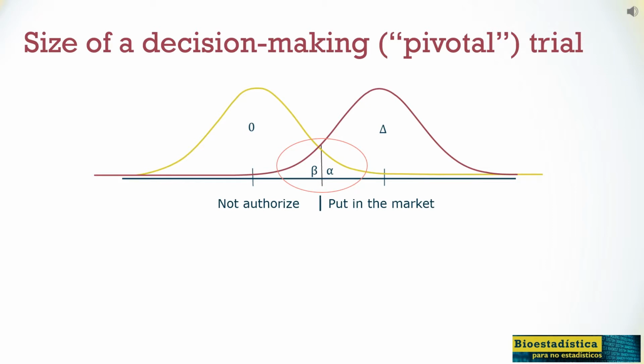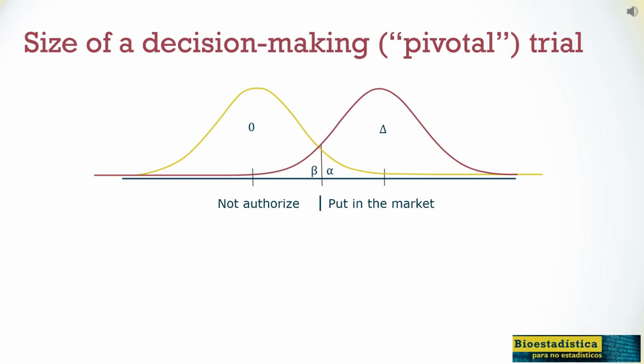The central line marks the threshold that will guide the decision. If the result is on the right, we will act as if they came from the distribution with the delta effect, and we will authorize the intervention. If it is on the left, we will act as if they came from the hypothetical scenario of no effect, and we will not authorize it.